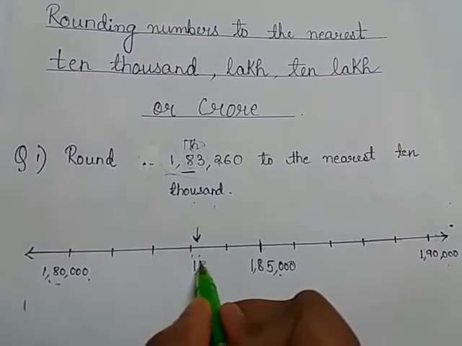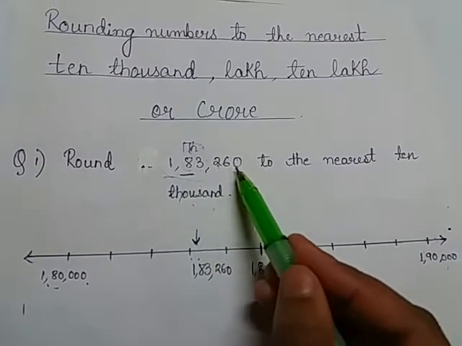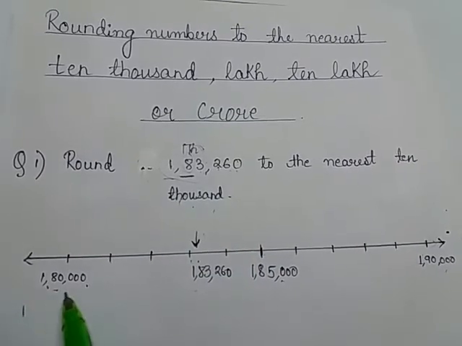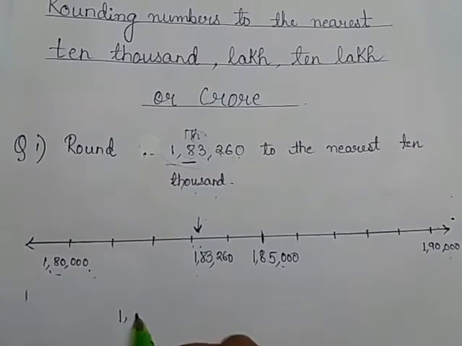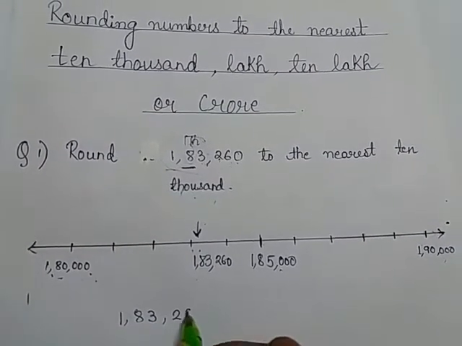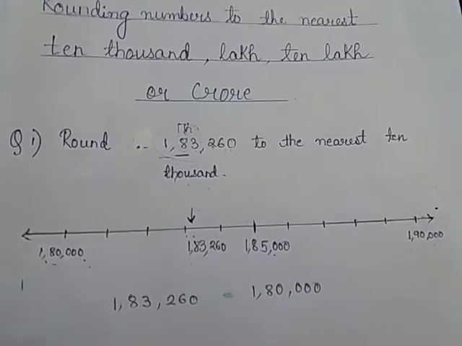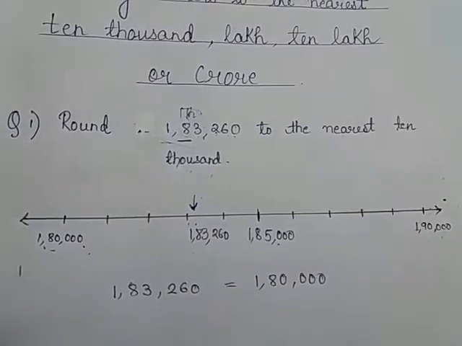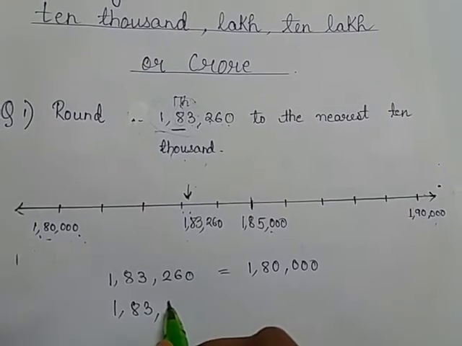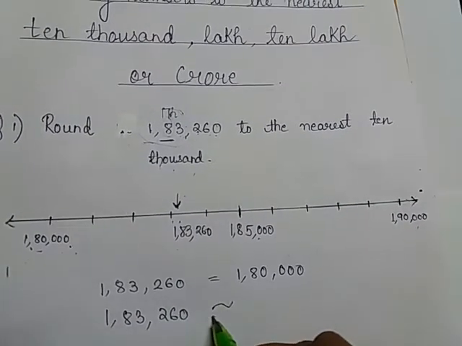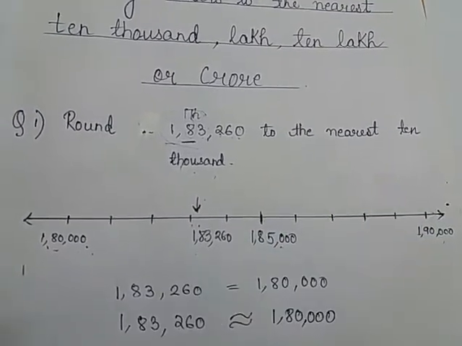So we can say that 1,83,260 is nearer to 1,80,000 than 1,90,000. So the round off of 1,83,260 is equal to 1,80,000 when rounded to the nearest 10,000. Also one more way we can write it, that is 1,83,260 is approximately equal to 1,80,000 when rounded to the nearest 10,000.